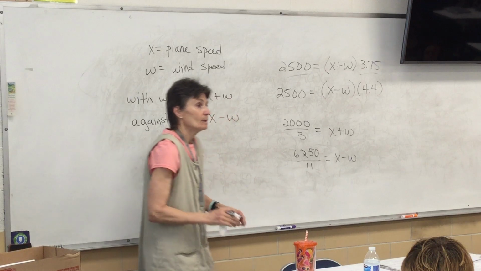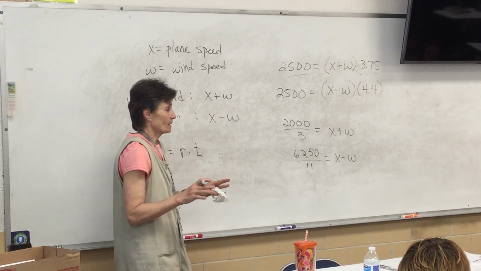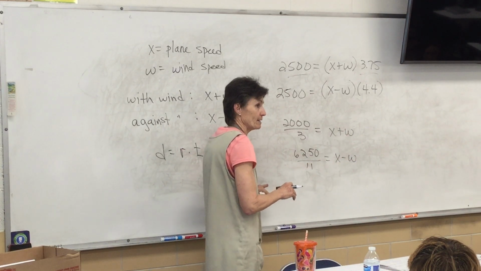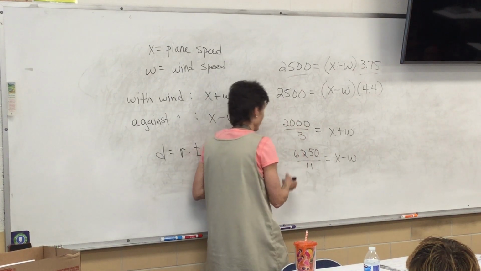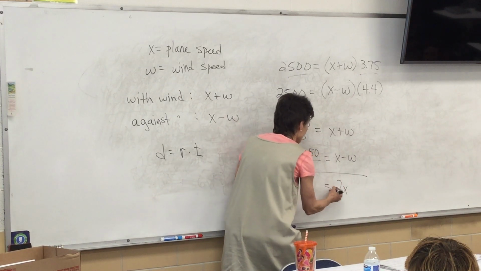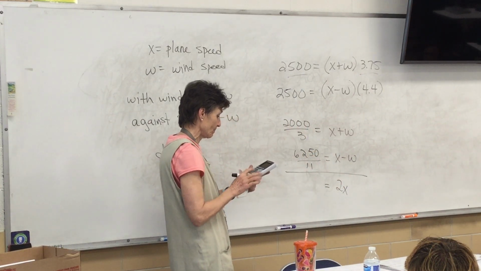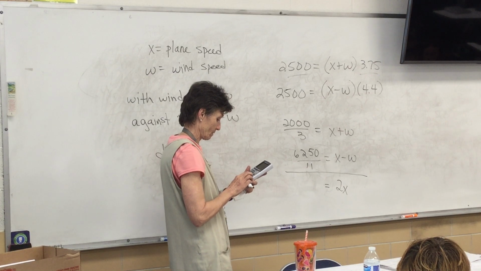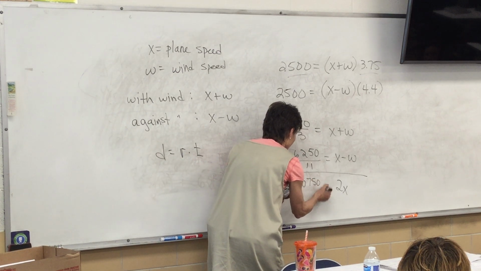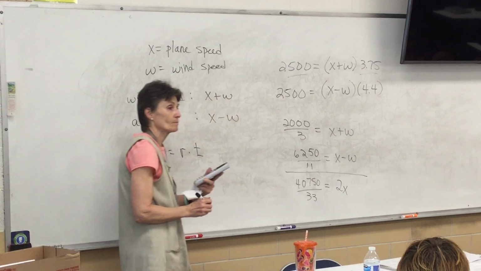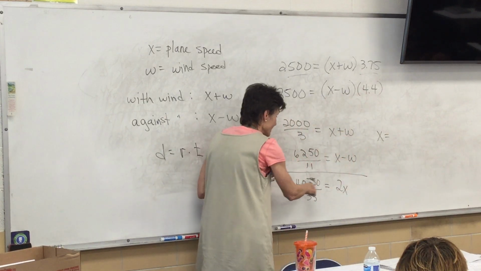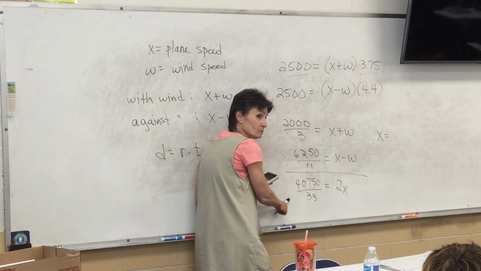Now, at this point, this would be easy to eliminate, right? And with my calculator, I'm not going to worry about this horrible arithmetic. We'll talk about other options here in a minute. But when I add, I'm going to get 2x equal to those two added together, which is 40750 over 33. So x will be this right here divided by 2.